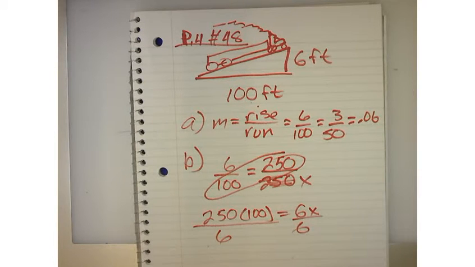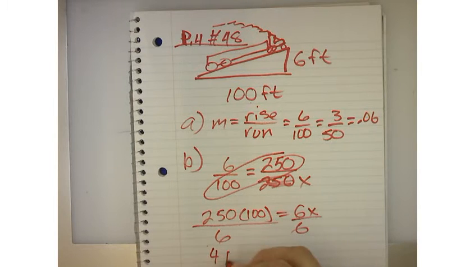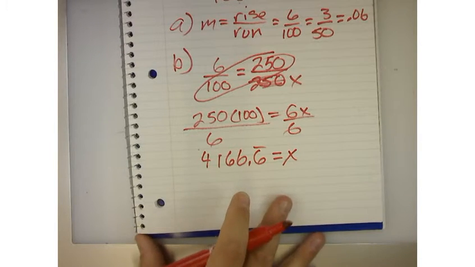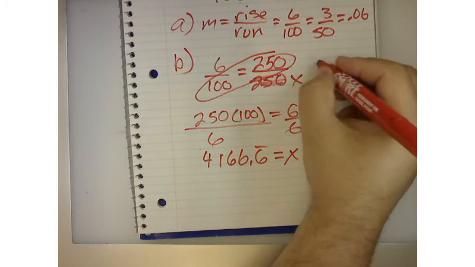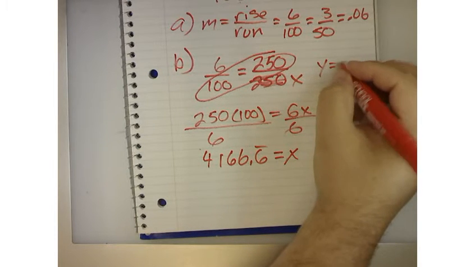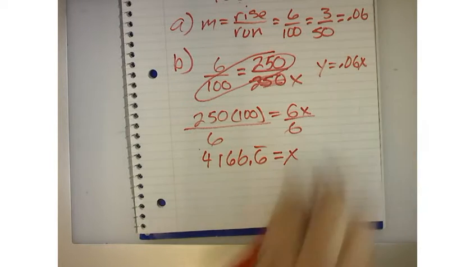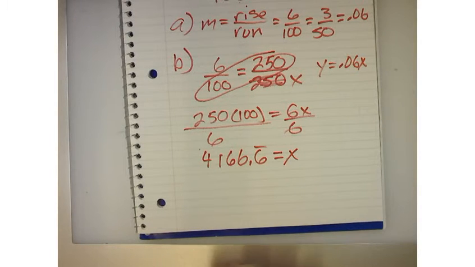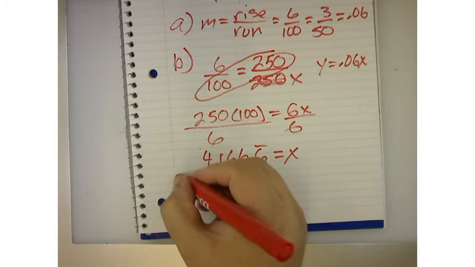And so what's that? That's about 4166.6 repeating. So that means I've got to drive for about 4,000 feet before the truck climbs 250 feet. Okay? And now, we could have done that an easier way. We could have written a function of just, like, y equals 0.06x and graphed it and solved it that way. But we're running out of time.